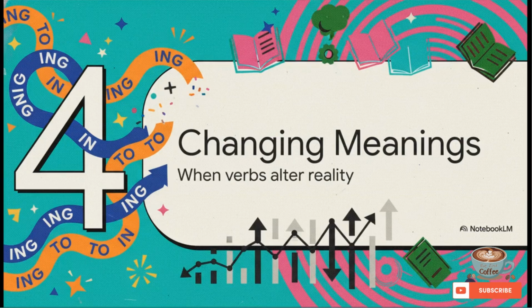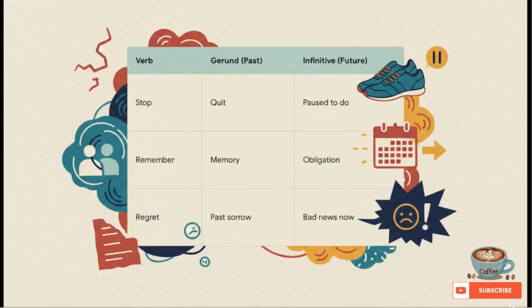Section 4. When meaning changes completely. Now, let's walk through this simple table together because honestly, this is the most fascinating part of this entire explainer. This is where our past experience versus future intention rule really shines in the real world. It's crazy how just using an ing or a to can totally rewrite the reality of your sentence.